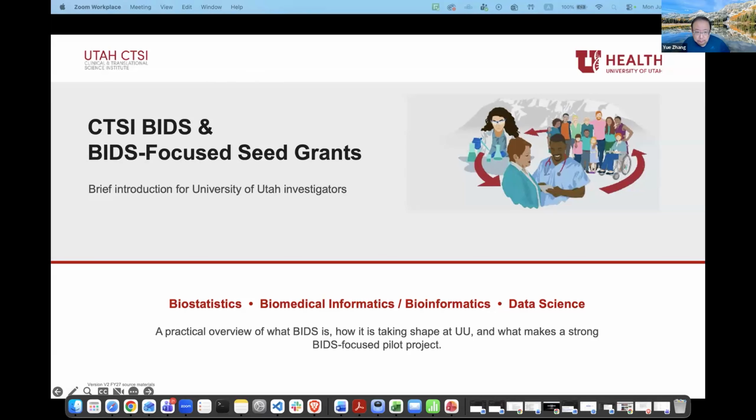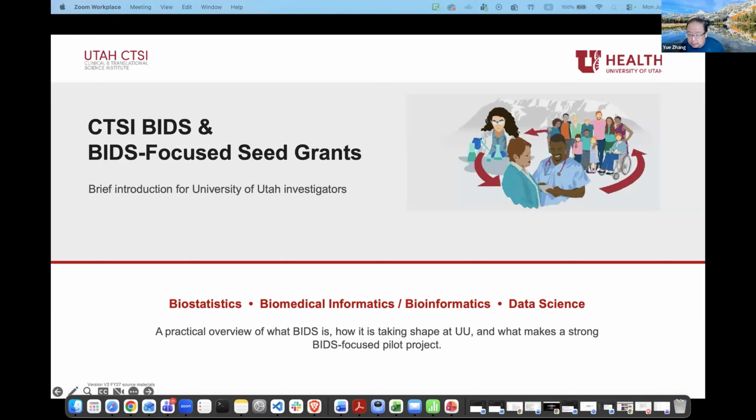Today I will give a brief introduction to the CTSI BIDS program, and also explain how BIDS is being developed at the University of Utah, and highlight what we are looking for in BIDS focused seed grants in the TIP program. First of all, BIDS stands for biostatistics, biomedical informatics, and data science.